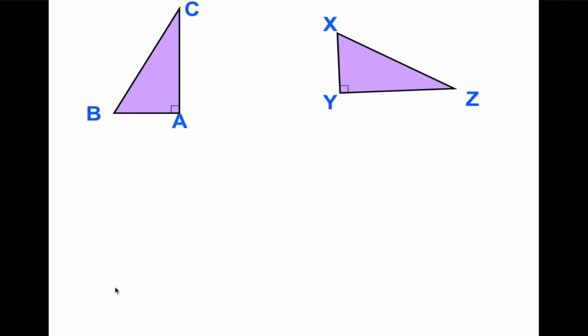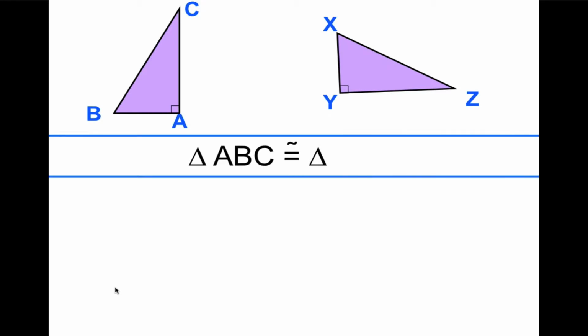Here's a pair of triangles, which are congruent. So we would say that triangle ABC is congruent to triangle... Now here's the important part. When we name congruent figures, we name the corresponding parts in the same order. So when we name the second triangle, first we want to name the corner that is congruent to angle A.